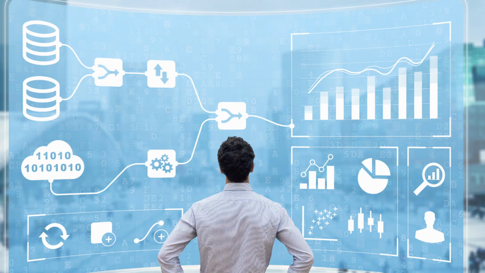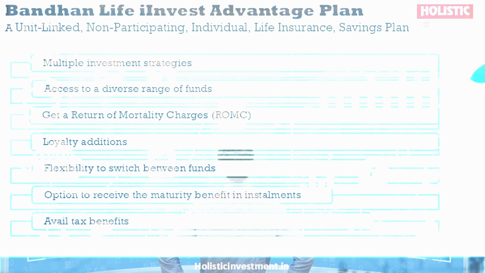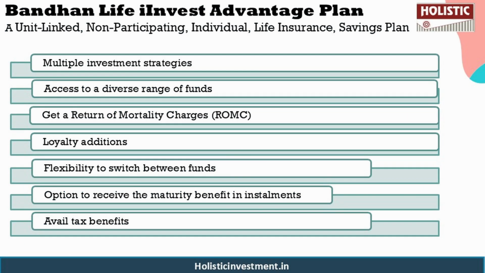Now, before analyzing this plan, let us first understand a few basic details about it. So, this is a unit-linked, non-participating individual life insurance savings plan. Some of the key features of the policy are: to match your financial goals, there are multiple investment strategies available, and you also get access to a diverse range of funds tailored to your investment profile. And you also get loyalty additions starting from the 15th policy year to enhance your overall returns.